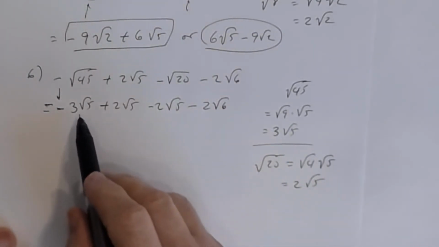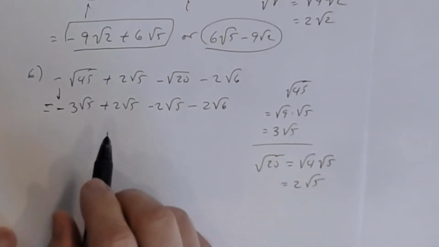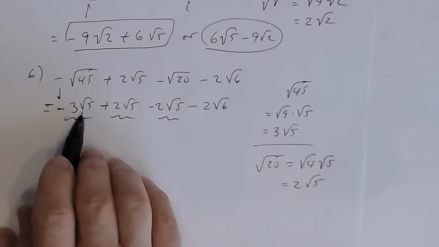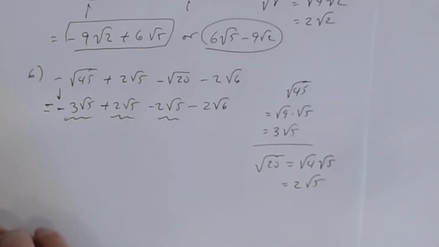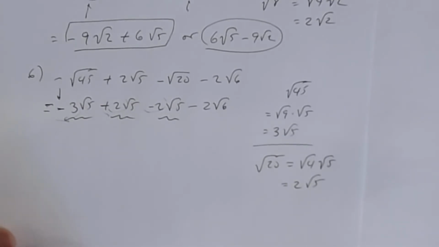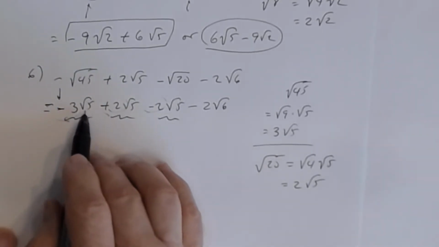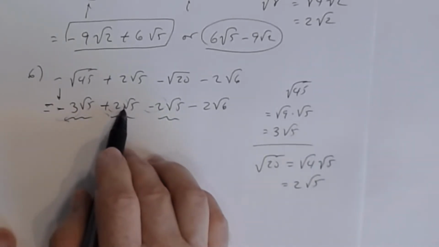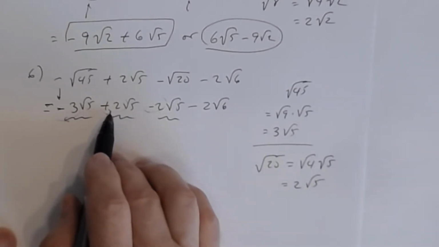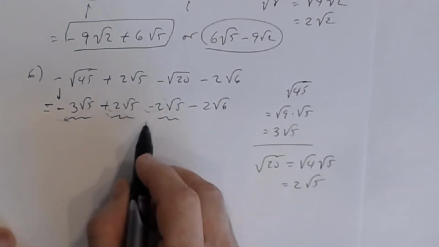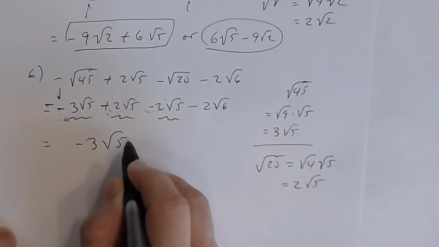All right. Now let's go ahead and combine like terms. Make sure you understand that these three are like terms only because they all have the square root of 5. This is the square root of 6. So negative 3 and a positive 2 and a negative 2. So negative 3 square root of 5 and a positive 2 square root of 5. So negative 3 and positive 2 is a negative 1, right? And then negative 1 and a negative 2 is a negative 3. So when I combine those three, I get negative 3 square root of 5.